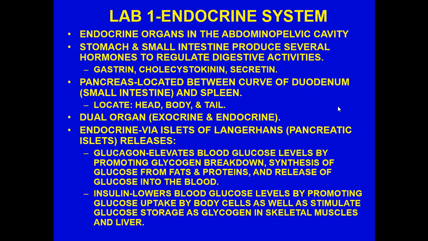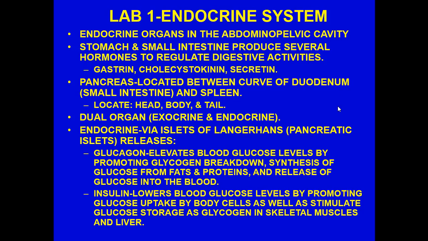The pancreas is located between the curve of the duodenum, which is the beginning of the small intestine, and the spleen. You need to locate, on, let's say, a diagram or such, the head, the body, and the tail of the pancreas. But the pancreas is a dual organ. It is both exocrine and endocrine. The endocrine aspect is via the patches of cells, the clusters of cells on the exterior, called the islets of Langerhans, otherwise known as pancreatic islets. They release, for example, glucagon. This is from the alpha cells of the islets of Langerhans.